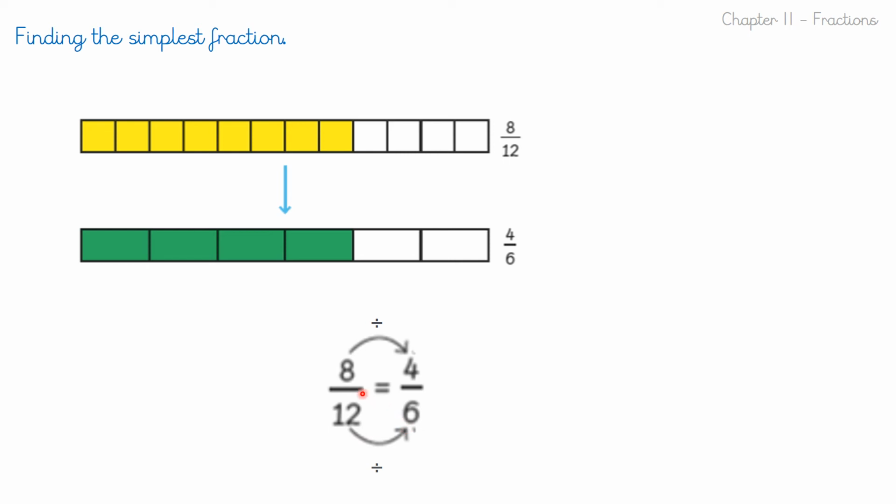So 8 divided by what equals 4? That's it. 8 divided by 2 equals 4. And now we will have to divide 12 by 2 as well. 12 divided by 2 equals 6. Is that right? Well done. So you've just used your division knowledge to find the simplest equivalent fraction. Well done.